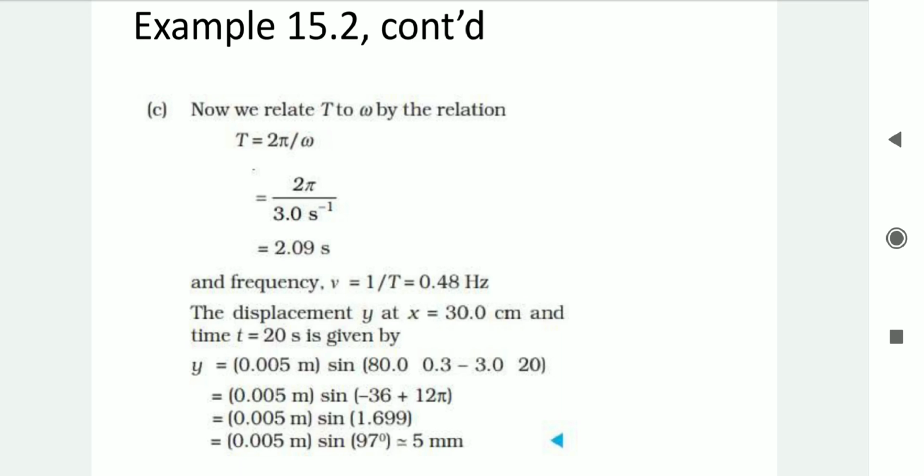Here the displacement that we need to calculate is y at x equal to 30 centimeter and time t equal to 20 second. So substituting the values in the given equation, 0.005 meter sin(kx − ωt), here k is given, ω is given, x equal to 30 centimeter is given, t equal to 20 second is given. Substituting those values, we are having the y displacement about 5 millimeter.